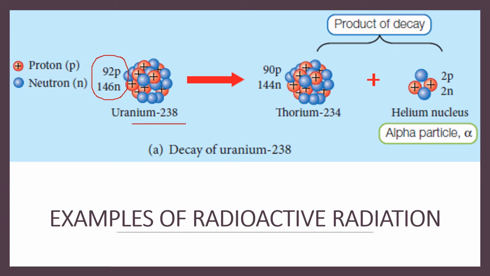Uranium decays into thorium. Thorium consists of proton number 90 and neutron number 144. When you sum up the proton number and neutron number, you get the total mass of thorium, 234. Plus, the other product of the decay is a helium nucleus. The total mass of helium is 4 because of 2 protons plus 2 neutrons. If you can see here, the total mass of uranium before the decay and after the decay is still the same. We're still going to get 238.